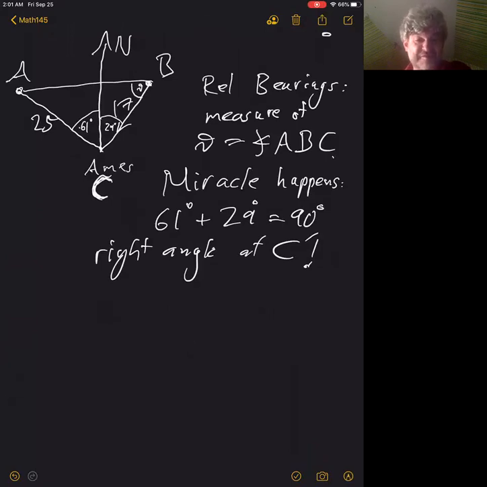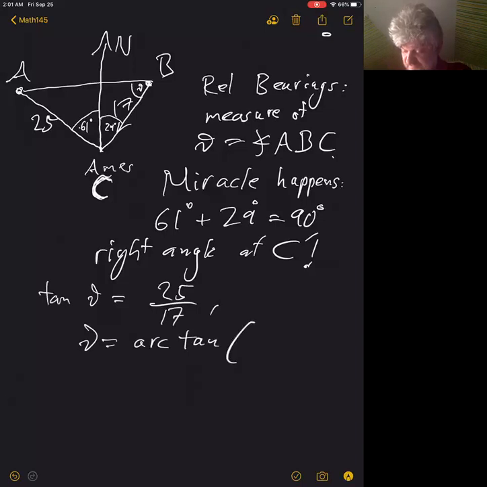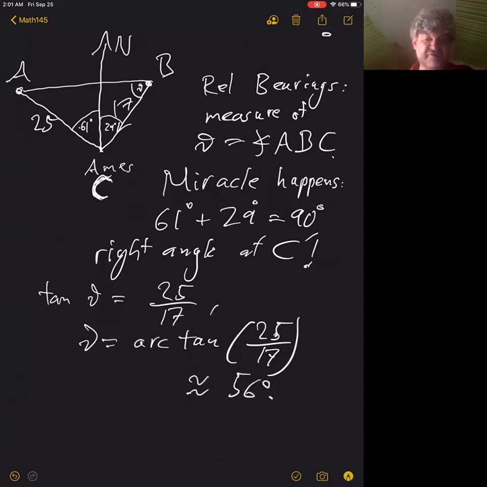Now the problem is much easier. We've got a right triangle ABC, right angle at C, and therefore the tangent of theta is just 25 over 17. Theta is the arctangent of 25 over 17. Yes, it's between 0 and 90, so it really is that arctangent itself. And it's roughly 56 degrees. If anyone wants to check that with their calculator, you should.